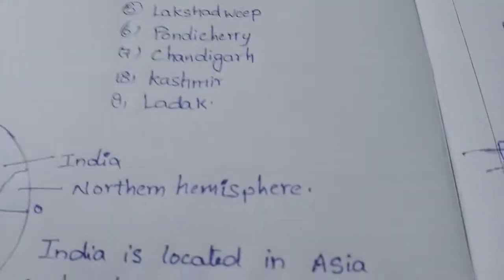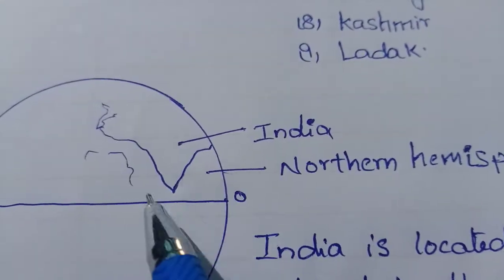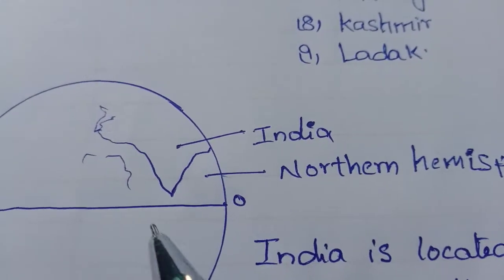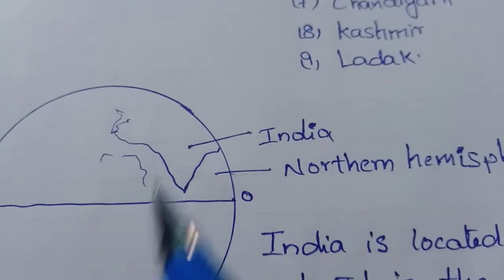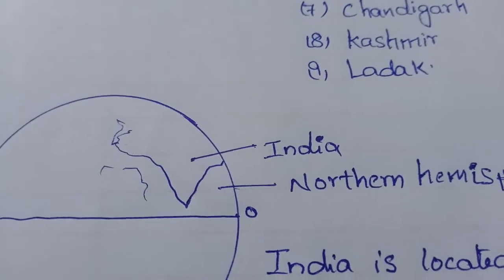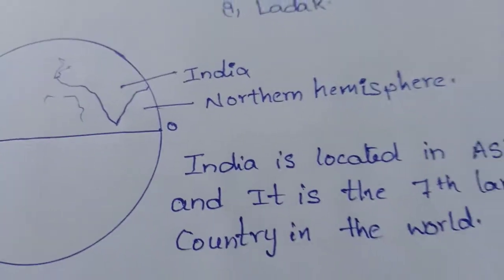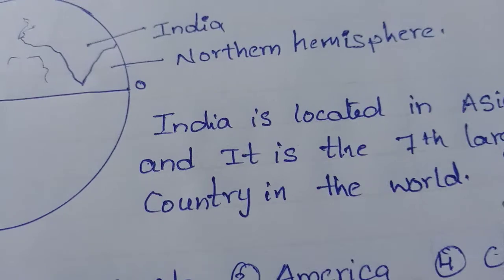First, let's see the globe. India is located in the northern hemisphere. Already you studied in your 8th class, 7th class, even 3rd class also. The globe is divided into two equal parts, northern hemisphere and southern hemisphere. So our India is located in the northern hemisphere and it is the 7th largest country in the world.